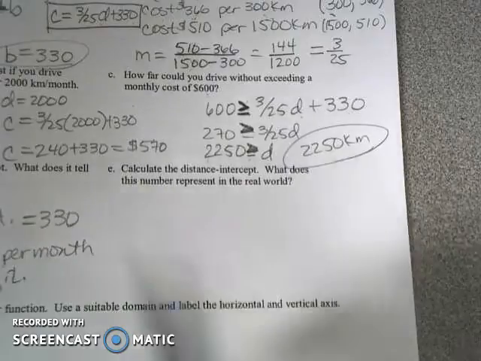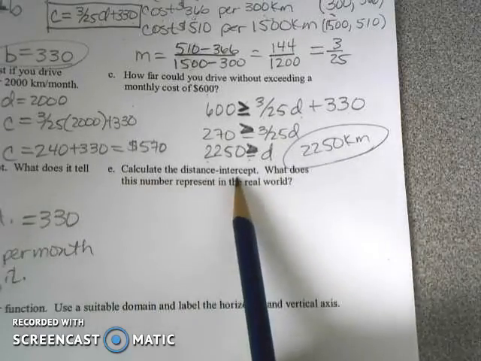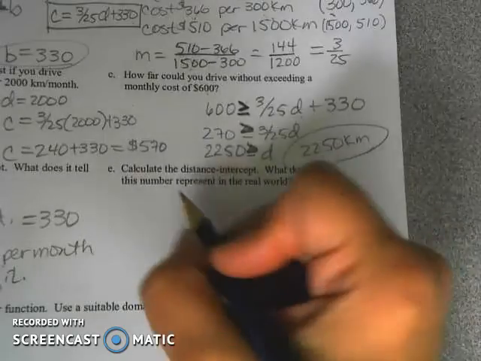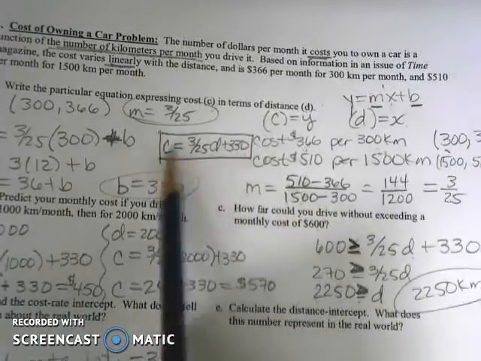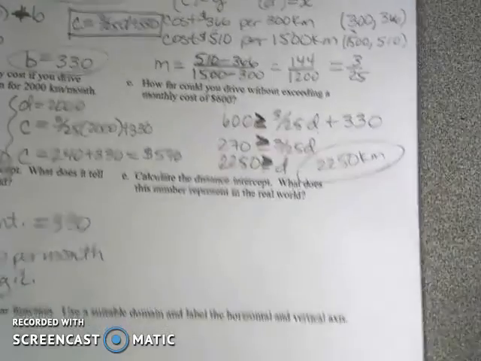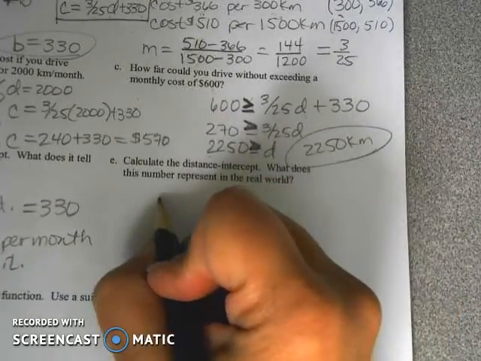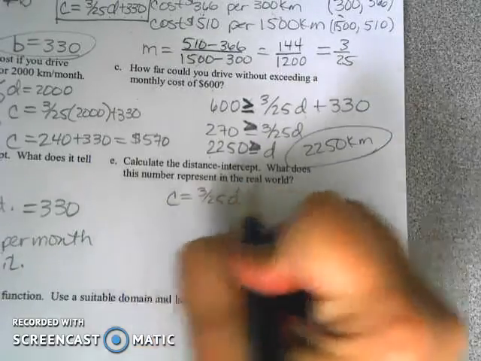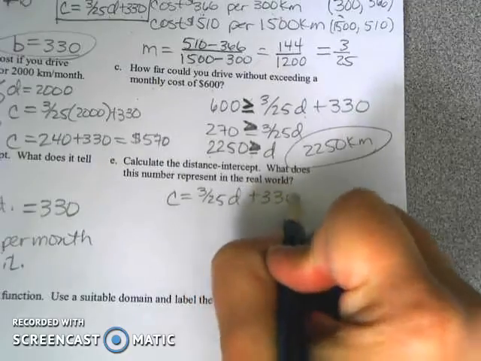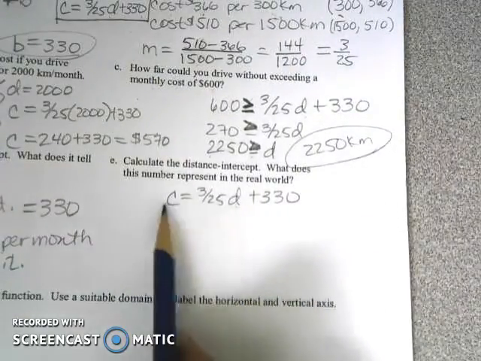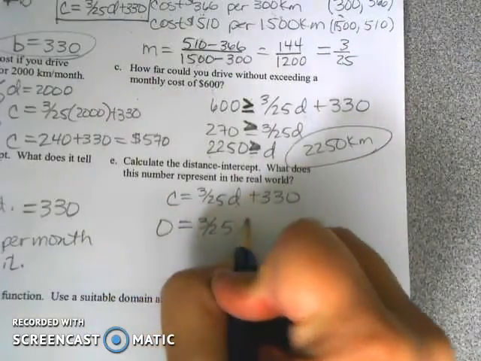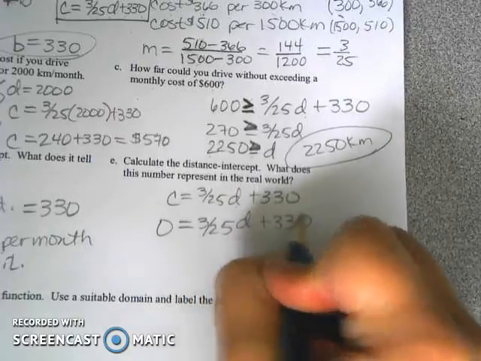The next question is asking us to calculate the distance intercept. And what does that number represent? So the distance intercept is like the x-intercept, so that's when y would equal 0. So I'm going to take that equation here. That's when the cost would equal 0. So let's take a look at that. We would say for this equation, they want us to find a distance such that the cost is equal to 0. So I'm going to plug in 0 and solve for the D, see what we get.